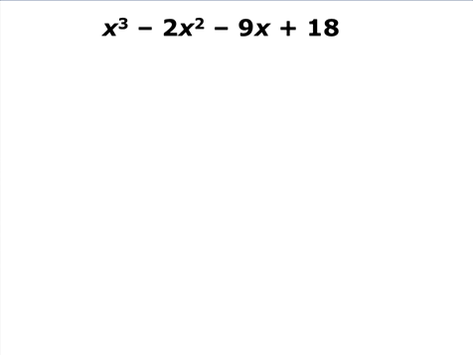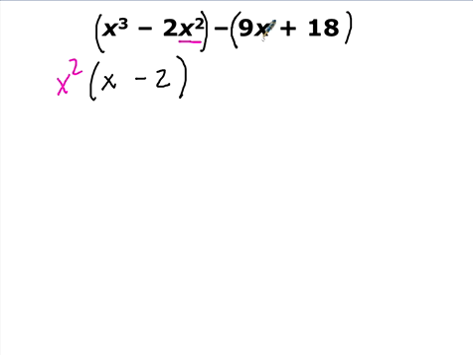Okay, you try this problem. Pause the video, try it on your own, and then you can continue to see the solution. Okay, so one of the first things I noticed is that 9 and 18 have a common factor, which is 9. So I'm going to group them, and then I'm going to group x cubed and minus 2x squared. So if I look at the first one, I can pull out x squared here. I pull that out, and I will have x left for the first term, and then negative 2 for the second term.